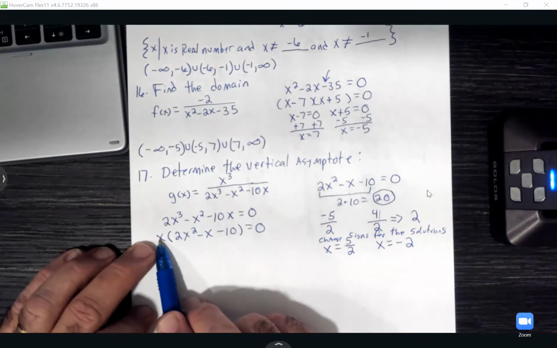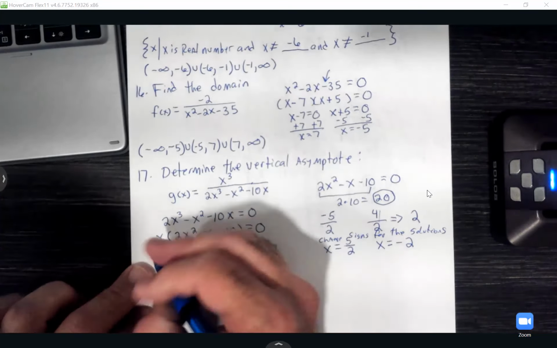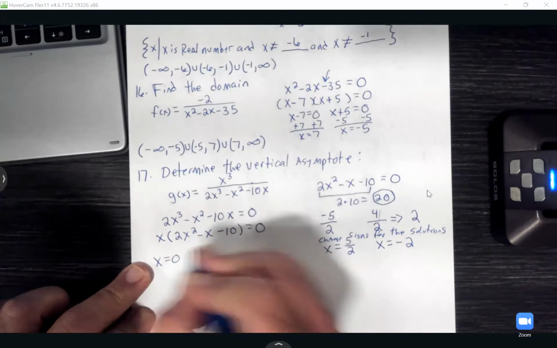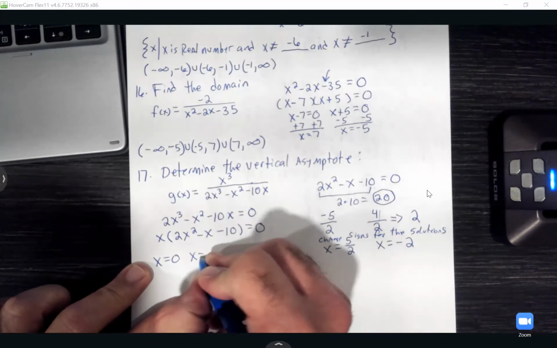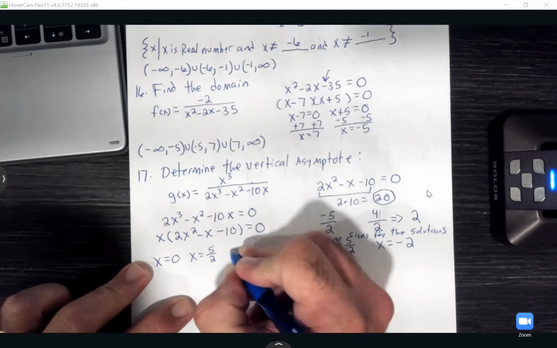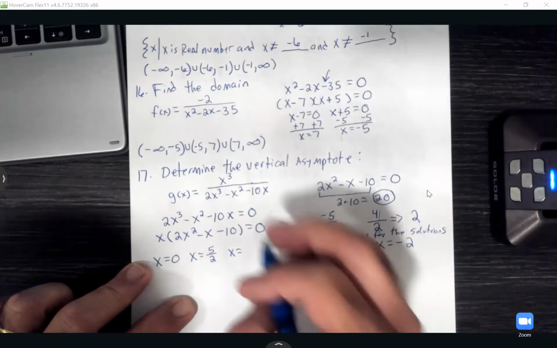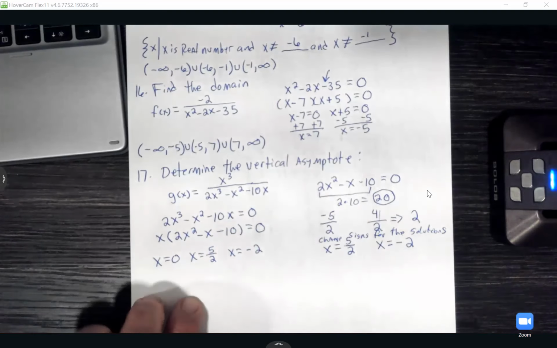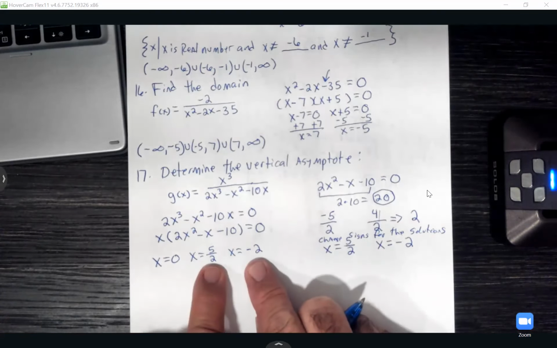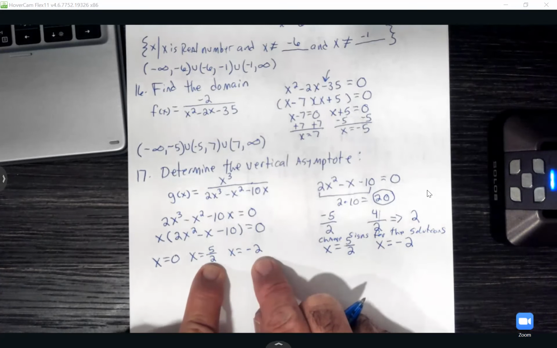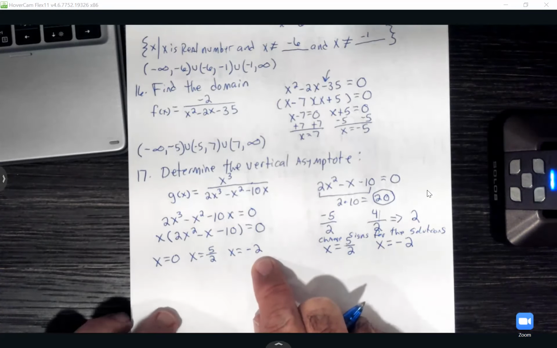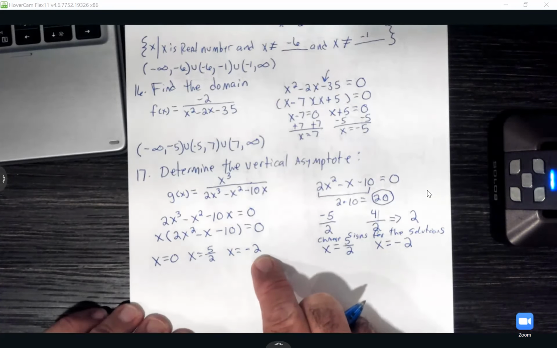So this x, if you set it equal to 0, equals 0. Then you had x equals 5/2. And then x equaled -2. Now, y'all, if you did the quadratic formula to this, it would give you 5/2 and -2 out of it, okay? So, y'all, here's a question I would ask y'all.